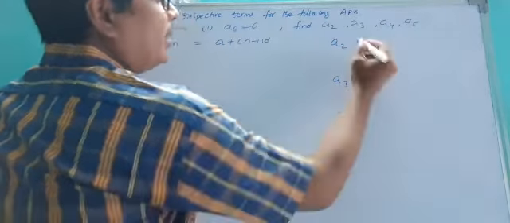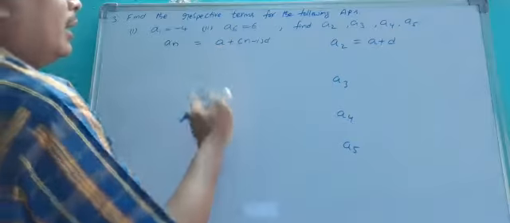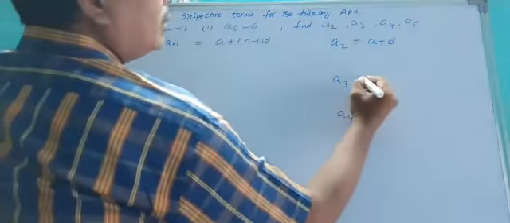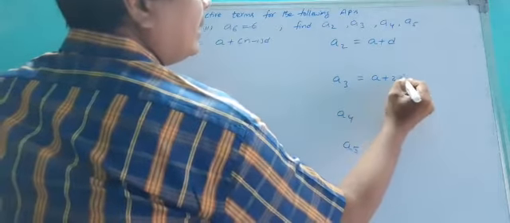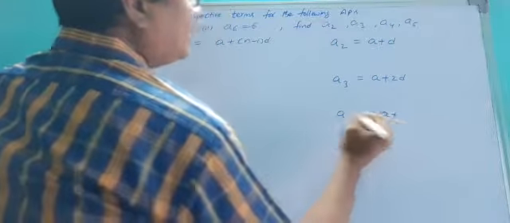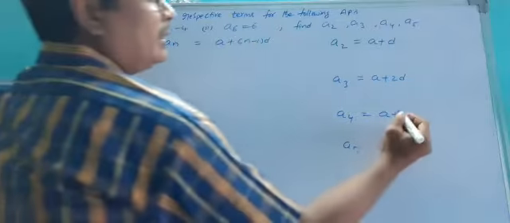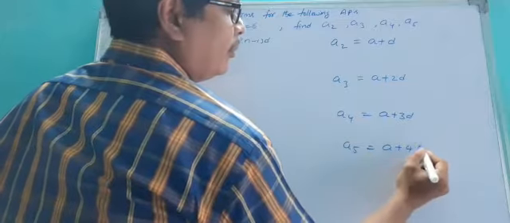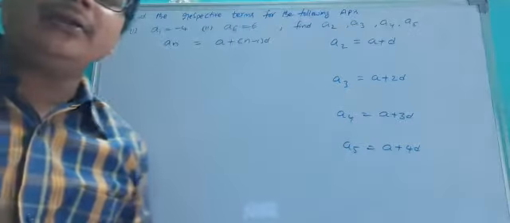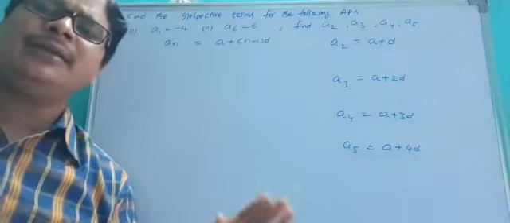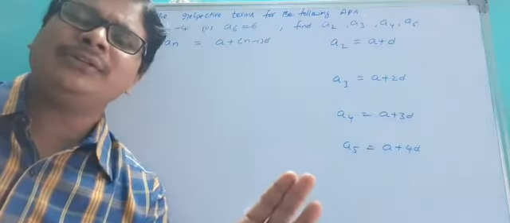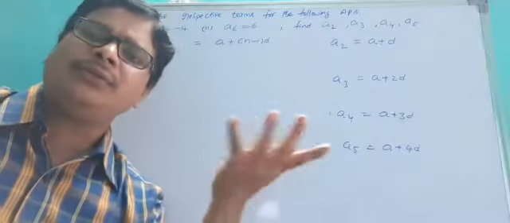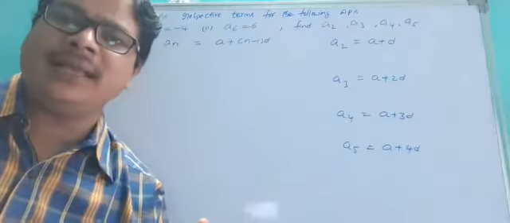If you want to find A2 and A3, A4 and A5: A2 means A plus 1D, that means A plus D. A3 means A plus 2D, A4 means A plus 3D, and A5 means A plus 4D. So if you want to find A2, A3, A4, A5, you should know two values. They are A and D. Do we have such values? We don't have them. How do we find them?